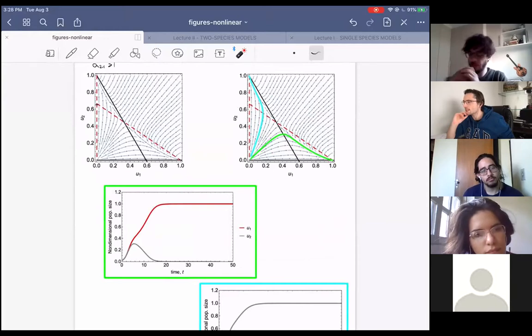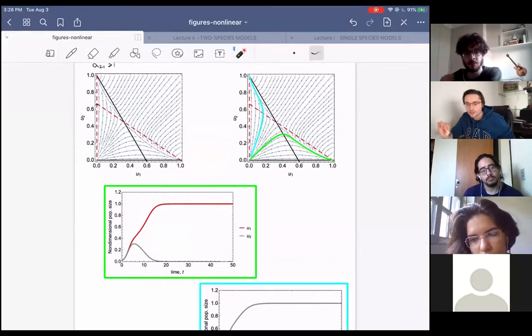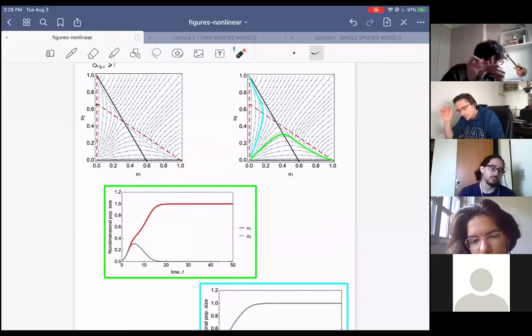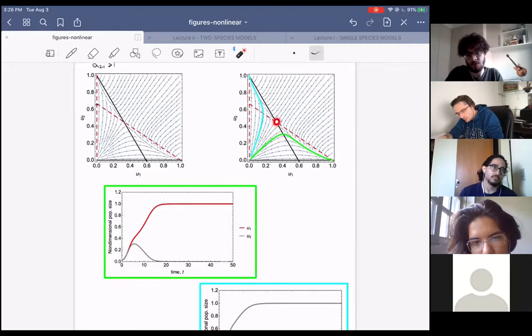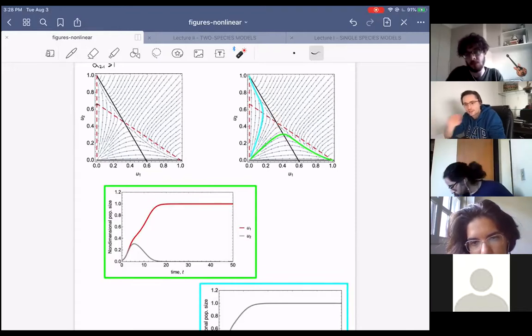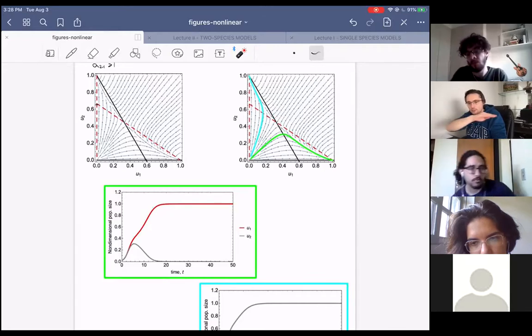So Victor Hugo is asking if U1 and U2 will never be in the point where the nullclines cross. They will never get there unless they start there. So remember that that's still a fixed point. If I am so precise that I start, so if I take my ODEs and I integrate them with an initial condition that is this fixed point, the system will get there and will stay there. I will see that my populations don't change in time.